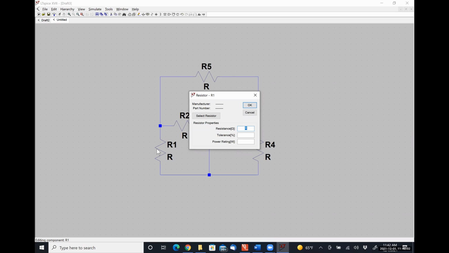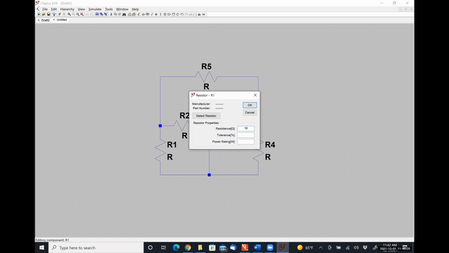So it does not matter if you put capital M or lowercase m. LTspice can't tell the difference. So if you ever want a mega ohm, you need to type in MEG, and then it will give you a mega ohm resistance and all that kind of good stuff. So this resistor R1 is supposed to be an 18 ohm resistor, so I'm just going to type in 18.